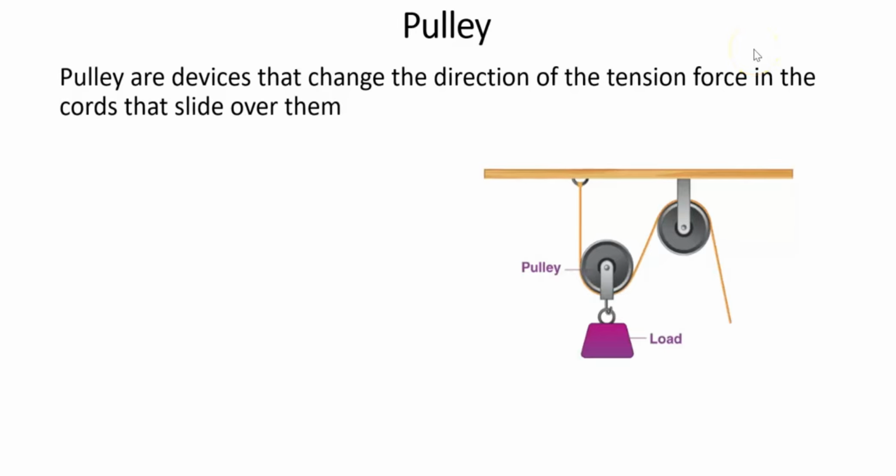So this is a pulley, and this is a load. It changes the direction of the tension force. That's what the pulley does. It helps to change the direction of the tension force. If you look at this image, there's a tension that was going down this way first, then this pulley took it up, then now it's taking it down. You just change the direction of it.